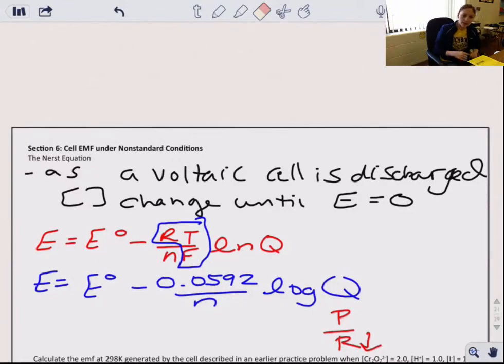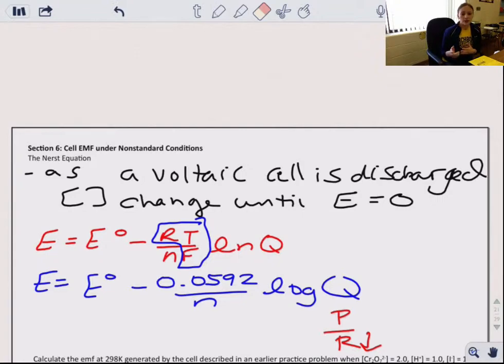Okay, we're going to look at section 6 now, which is cell EMF under non-standard conditions. So we're not looking at 298 degrees Kelvin, and we're not talking about what it would be compared to just the SHE. It's going to be something different. You're not going to be at equilibrium. You're going to have a different number of products and reactants, that kind of stuff.